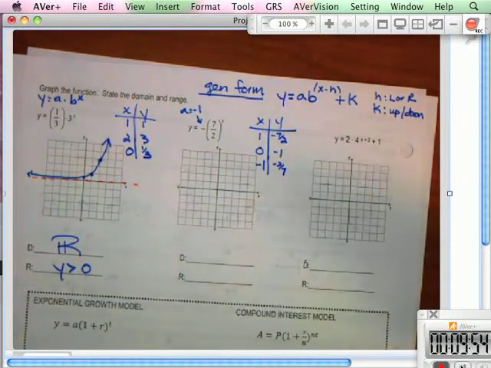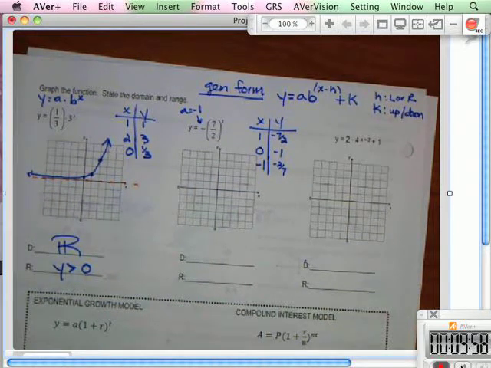I just came up with those points. You just spend time doing that. You can do that on your own. And let's graph that. And it really should go down. Because of the negative, it should make it reflect over the x-axis.